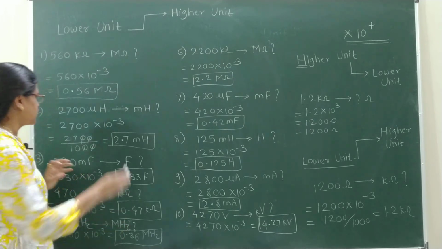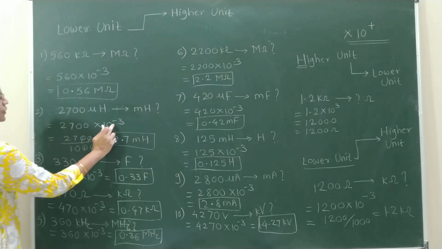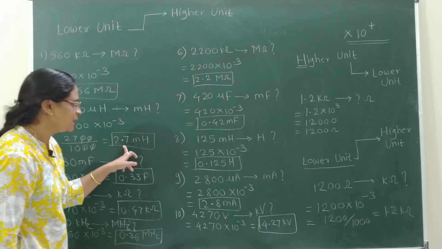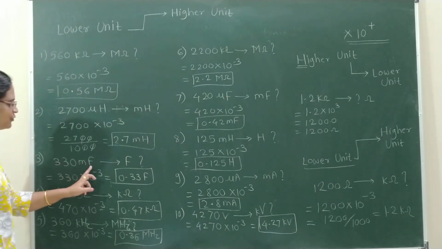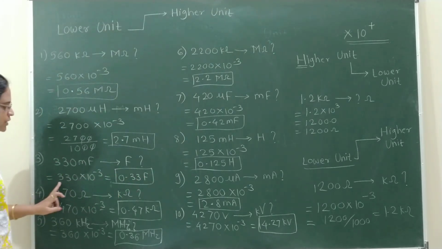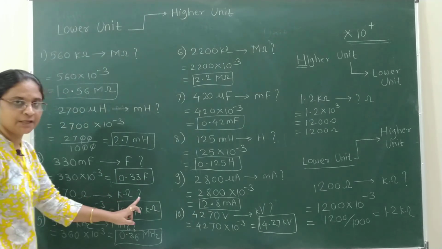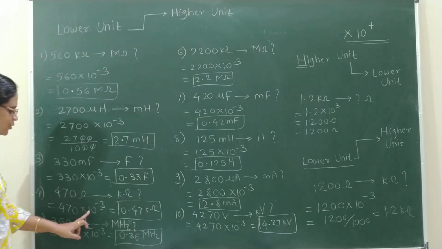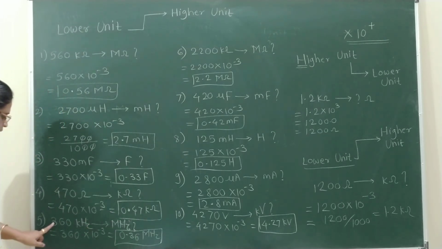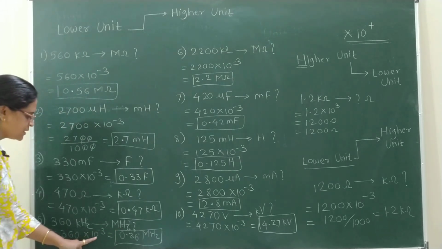So the quantity becomes smaller. 2700 microhenry is to be converted into millihenry. That is 2700 into 10 raised to minus 3, meaning 2700 upon 1000. It becomes 2.7 millihenry. Next, 330 millifarad capacitor is to be converted into farad. It makes 330 upon 1000, as 0.33 farad. 470 ohm is to be converted into kilo ohm, meaning 470 into 10 raised to minus 3 makes it 0.47 kilo ohm. As 360 kilohertz frequency is to be converted into megahertz, multiply 360 by 10 raised to minus 3.